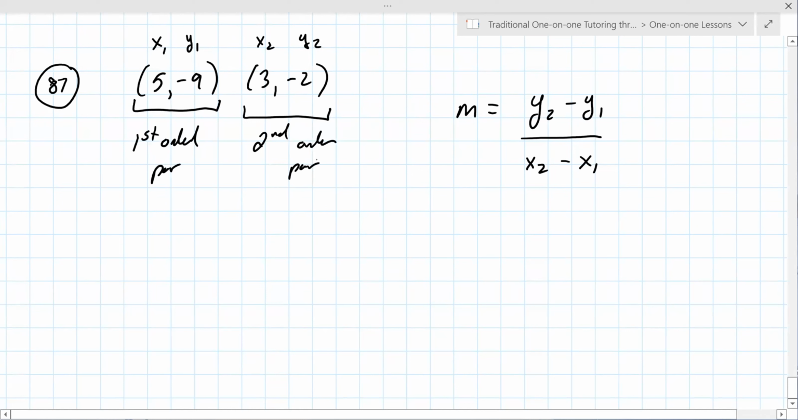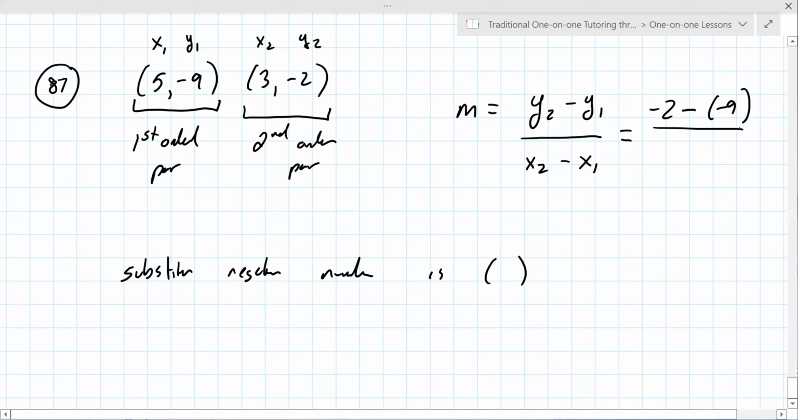So all you're doing is substituting these numbers into this equation. Now, my suggestion would be to substitute negative numbers in parentheses. I'll write that out here. But could you give this a try? So the y2 would be -2. And then minus -9. So notice I'm going to put that in parentheses like that. I generally put the negative numbers in parentheses, definitely to the right of a minus sign. And then it would be 3 minus 5. Very good.